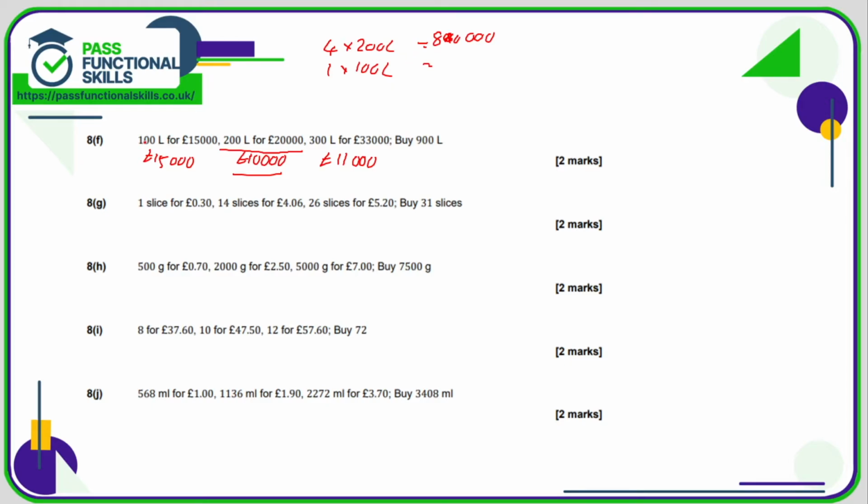We want 900 litres, so we need to buy another 100 litres, which is £15,000, and that comes to a total of £95,000. But there is another way we can buy 900 litres. Well, there's several ways. We could just buy 9 100 litres, but that's clearly going to be a terrible way to do it. We can also do 3 times 200, which is 600, and 1 times the 300.